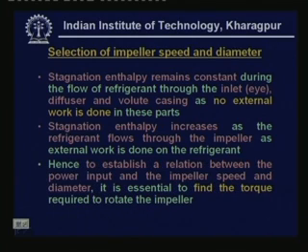Hence, to establish a relationship between the power input and the impeller speed and diameter, it is essential to find the torque required to rotate the impeller. So, the basic principle, as I mentioned at the very beginning, is that you impart angular momentum to the refrigerant and then you convert the momentum into static pressure. Okay. So, work is required to impart the angular momentum to the refrigerant. So, we would like to find out what is the power input or what is the work input to the compressor. In order to find that, first we have to find out what is the torque to be imparted to the refrigerant. So, we first find the torque, and from the torque we find the power input. Okay.